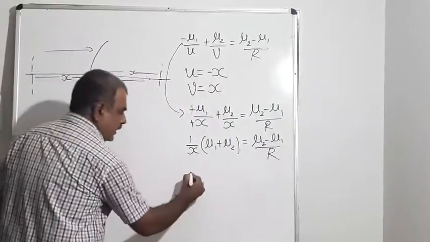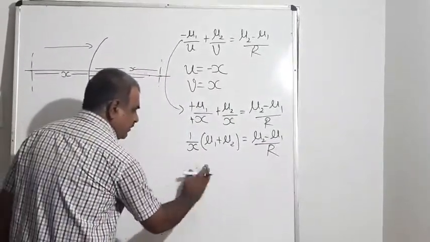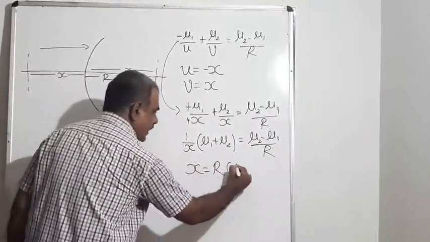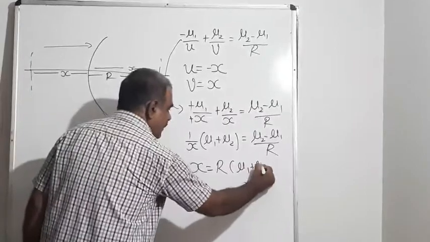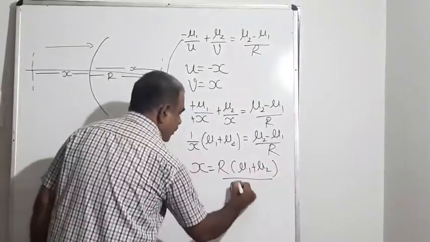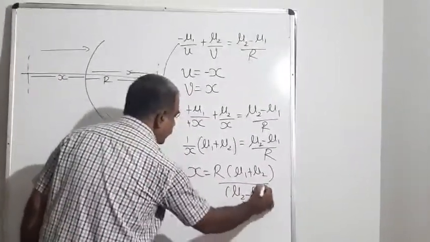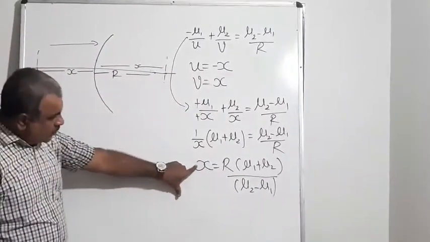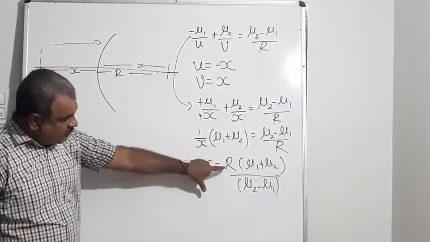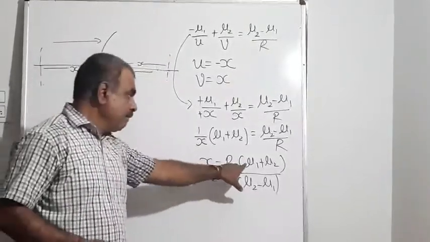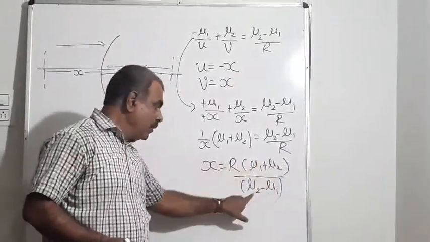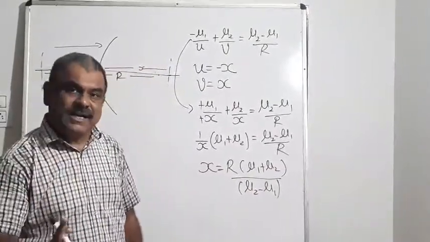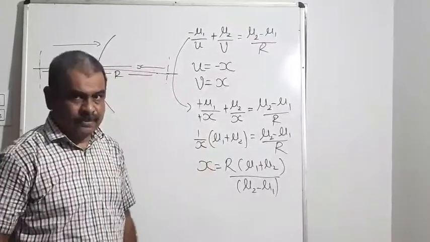So what we get? x is equal to r inside the bracket (mu1 plus mu2) upon (mu2 minus mu1). It means when we are keeping the object at distance x is equal to r inside the bracket (mu1 plus mu2) upon (mu2 minus mu1), we are getting a real image of the object again at the same distance x.